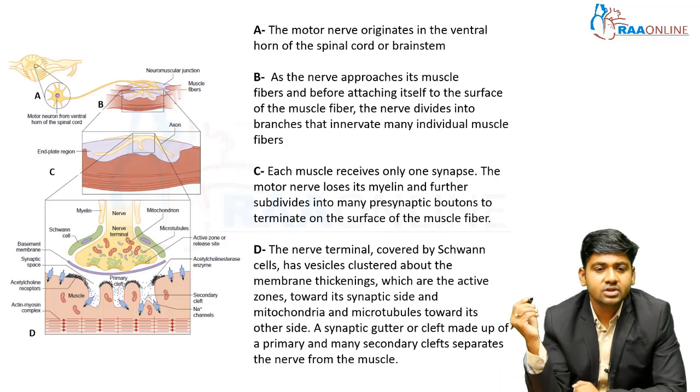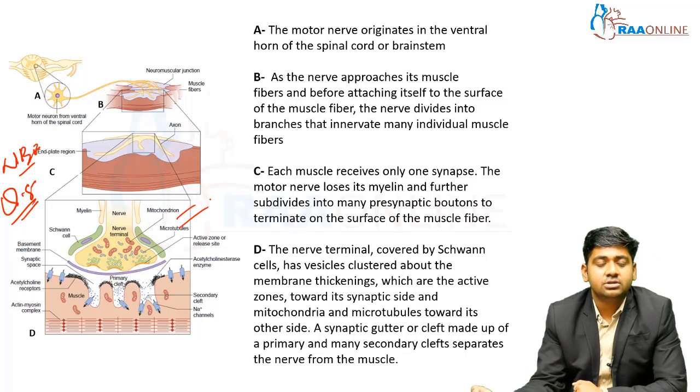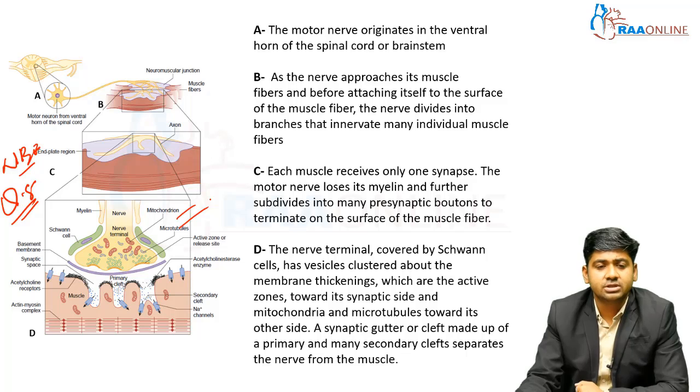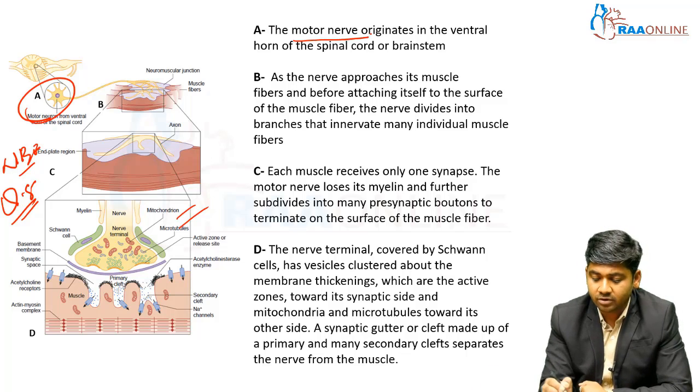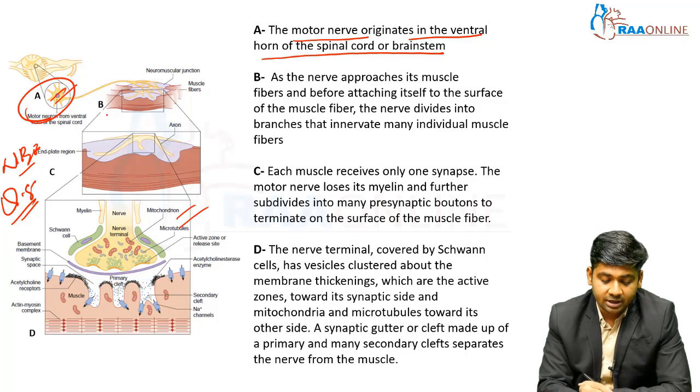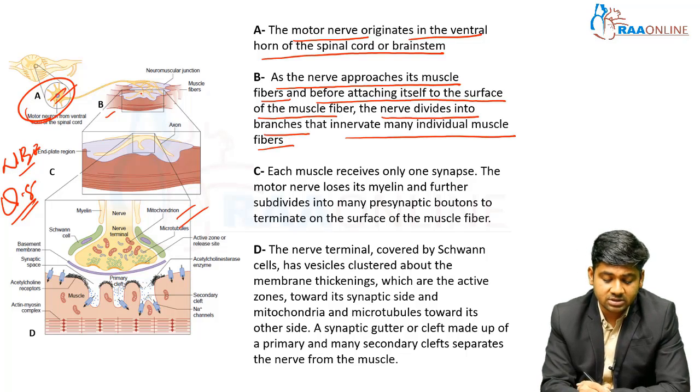Let us start. So here is the diagram. This is a 5 marks question in the NBE: draw a labelled diagram of the neuromuscular junction. You can see here the motor nerve originates in the ventral horn of the spinal cord or the brainstem. This is the motor nerve. It comes to the muscle junction. As the nerve approaches its muscle fibers, before attaching itself to the surface of the muscle fibers, the nerve divides into branches that innervate many individual muscle fibers. So here you can see different branches of the nerve attached to the muscle fibers.